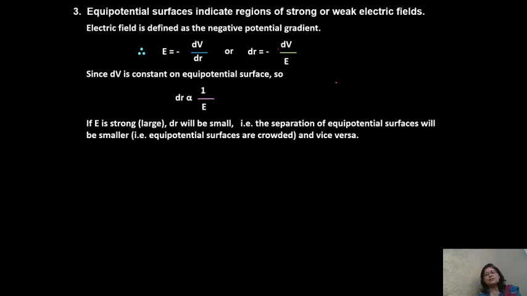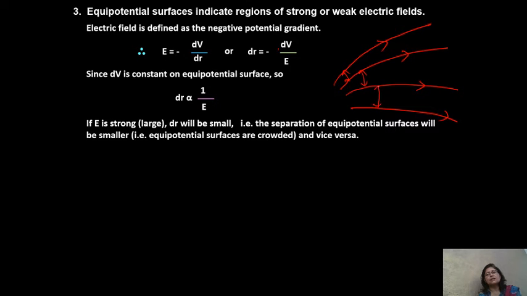And what does it mean? Suppose there are so many equipotential surfaces like this, and these are the spacing between equipotential surfaces. So we can say here the spacing between equipotentials is less, so here the electric field will be stronger and here the electric field will be weaker. It means if equipotential surfaces are crowded, then electric field will be stronger.